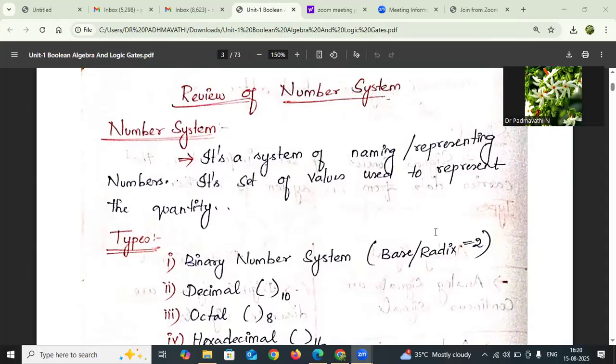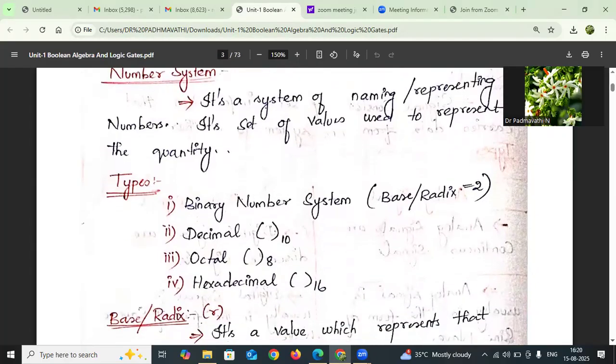The review of number systems is majorly classified into four major categories. One is the binary number system, whose radix is 2, and the decimal number system, whose base is 10. Normally we are using only the decimal number system, and then the octal number system and the hexadecimal number system. The binary, octal, and hexadecimal number systems are used in operating systems and in all digital devices for storing variables and data in memory.